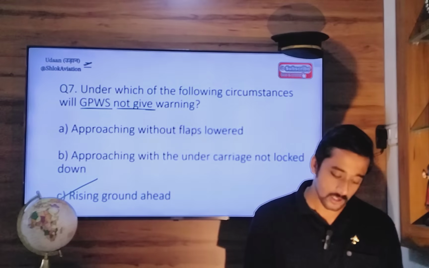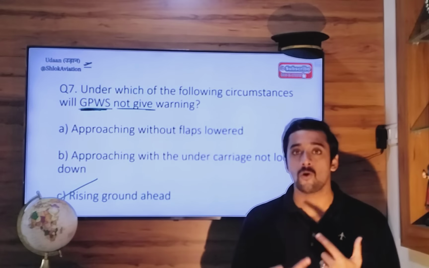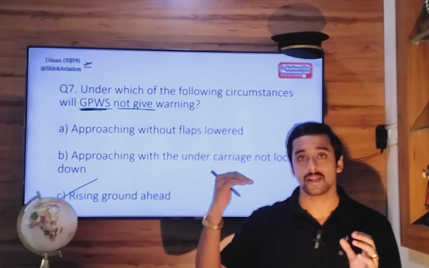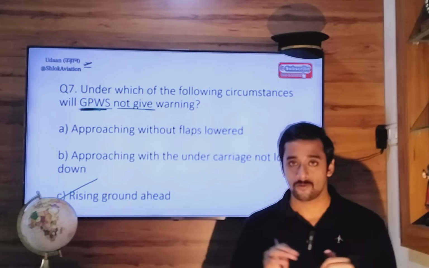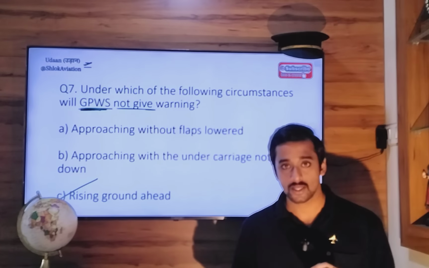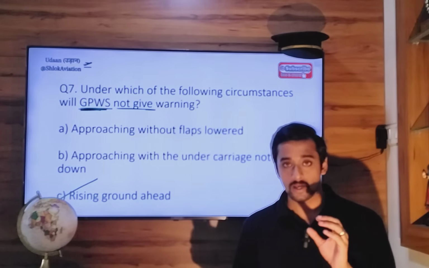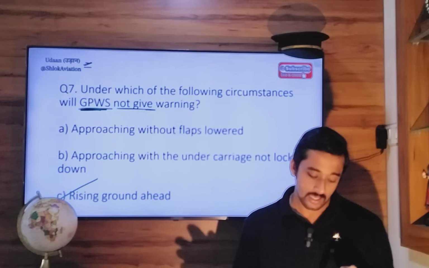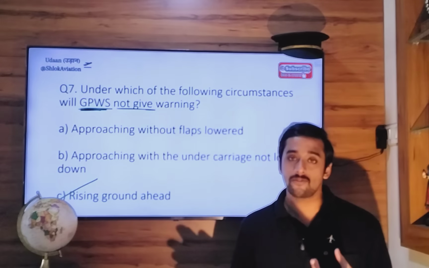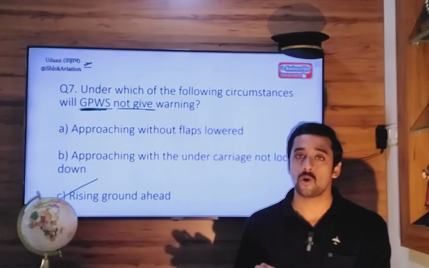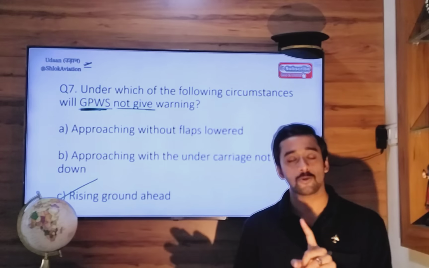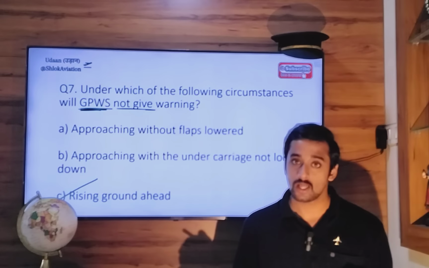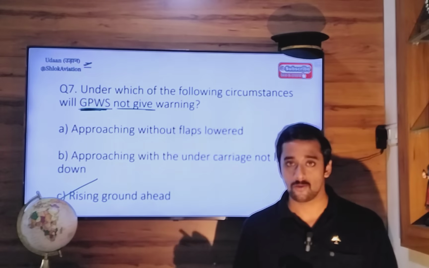A normal ground proximity warning system will not warn you of the ground ahead of you, a dangerous rising terrain, a mountain in front of you. It will only give an indication of the clearance between you and the ground just below you, but not ahead of you. This rising ground ahead warning is a characteristic feature of the enhanced ground proximity warning system, which is capable of giving that kind of warning, but not the conventional old version ground proximity warning system.